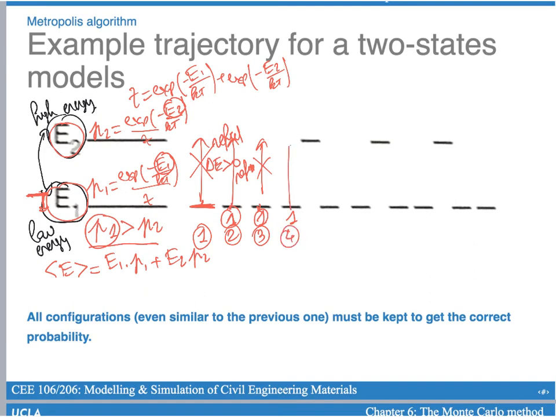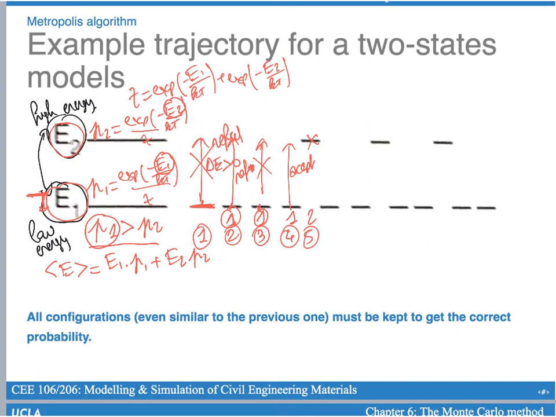So now you try to move again. The only thing you can do is to move from 1 to 2. That's the only possibility. Here, it turns out that now you accept. Again, you can accept or refuse with a given probability. This time you generated a random number that makes you accept. So now you are at step number 5, in state number 2. You have reached the second state, the higher energy state of this system.